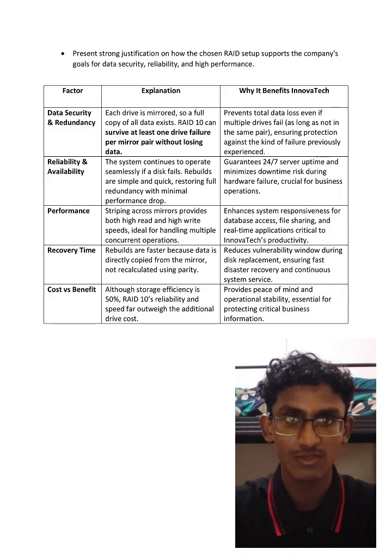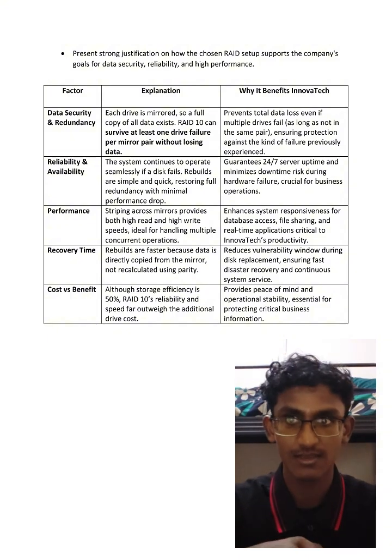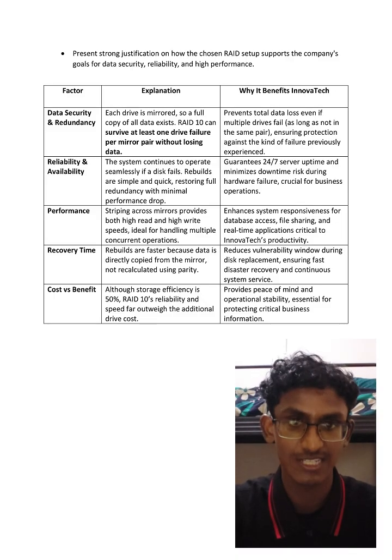So we move on to the next question, which is to present a strong justification on how the chosen RAID setup supports the company's goal for data security, reliability, and high performance. The first factor is data security and redundancy. Each drive is mirrored, so a full copy of all data exists. RAID 10 can survive at least one drive failure per mirror pair without losing data. So why does it benefit Innova Tech? Because it prevents total data loss even if multiple drives fail, as long as they are not in the same pair, ensuring protection against the kind of failure previously experienced.